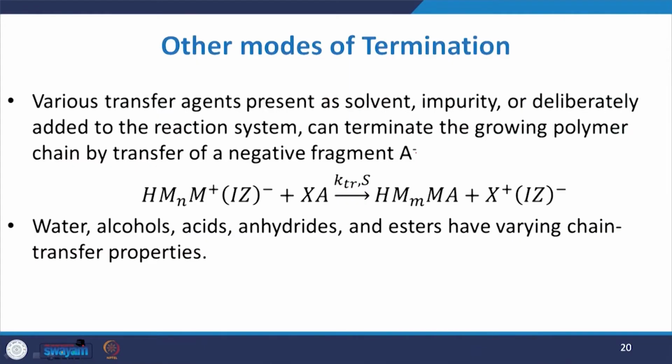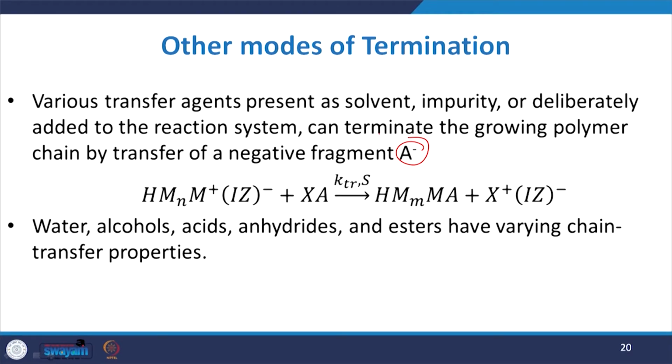So, we have discussed the various modes of termination. Now, let us have a look at the other modes of termination. Various transfer agents are present in the solvent or as impurities, or are deliberately added to the reaction system. They can terminate the growing polymer chain by transfer of a negative fragment, sometimes referred to as A negative. Now, this HM_n^+ I^- may react with XA to give HM_nA plus X^+ I^-.